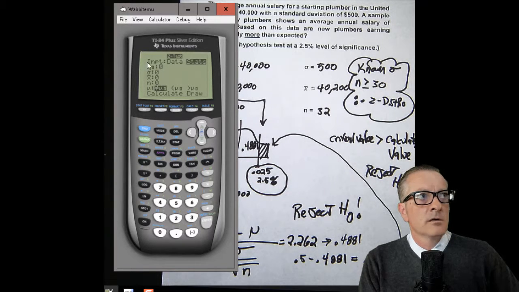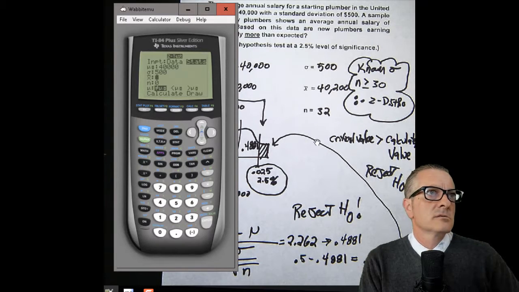We go down. So we put in our mu, and our mu is 40,000. Our sigma is 500. Our x bar is 40,200. Our N is 32.